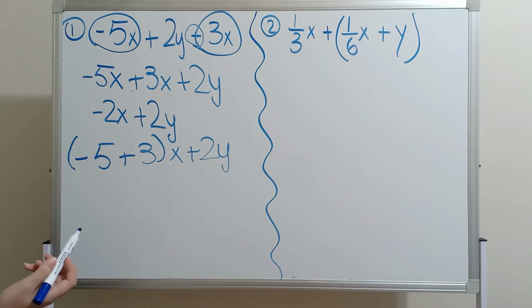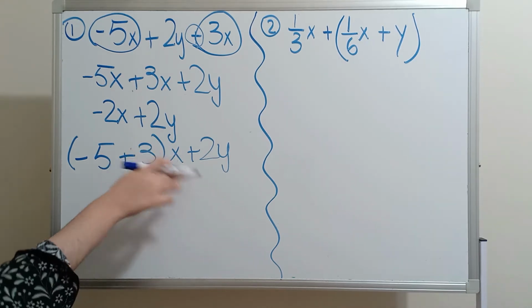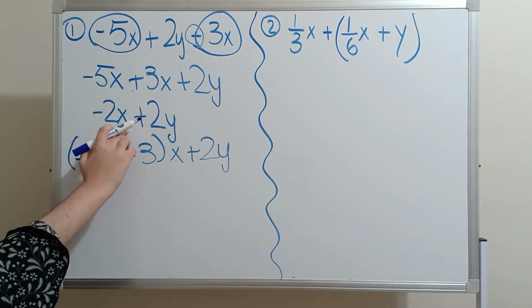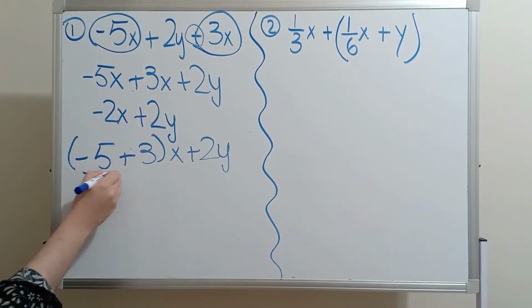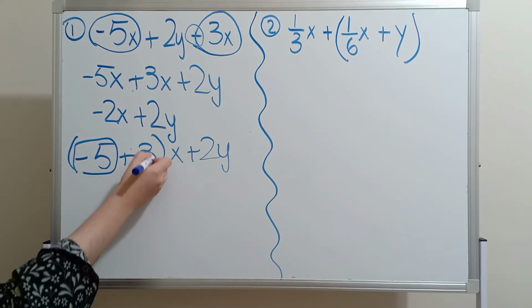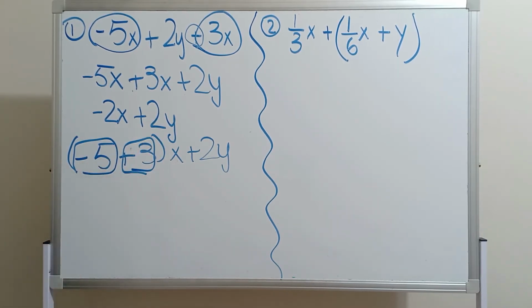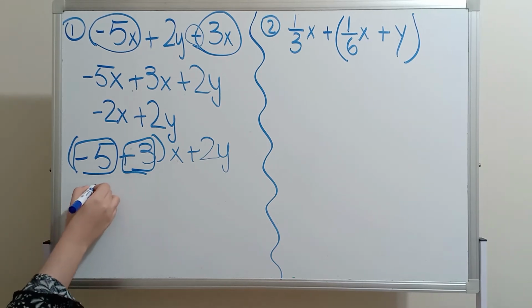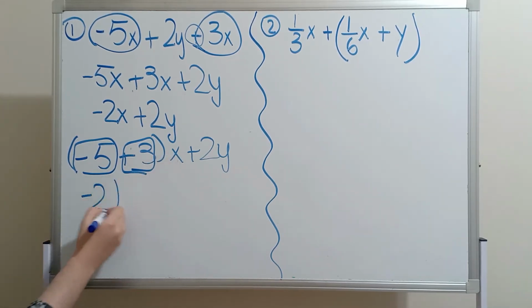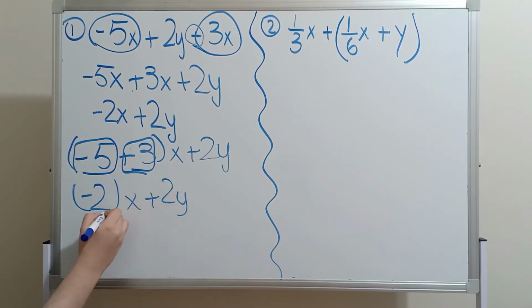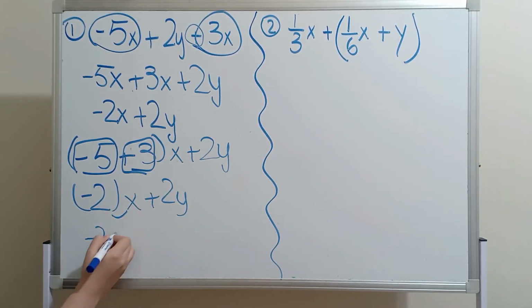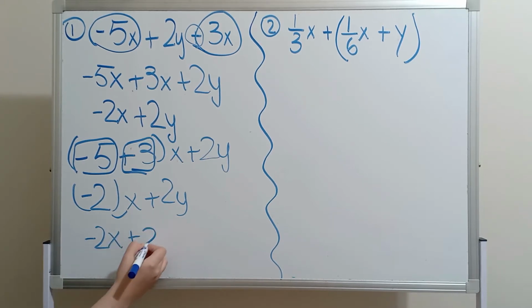Now we can use the distributive property again to get the same answer as before, or we can simplify inside the bracket because these two are like terms, integers, plus 3 and negative 5. Negative 5 plus 3 is negative 2. Then we have x left, so x plus 2y. We multiply x by negative 2, so we get negative 2x plus 2y. So here we have our equivalent expression.